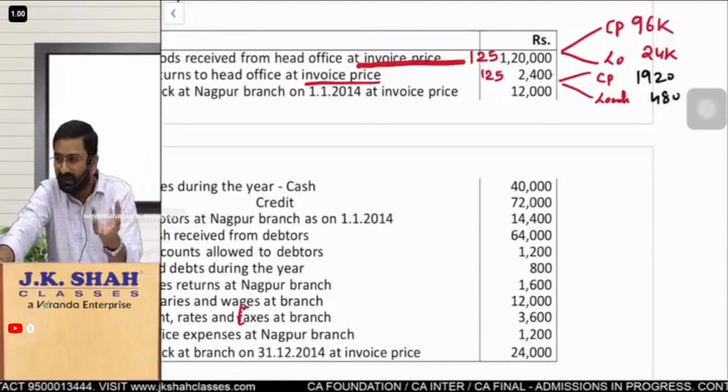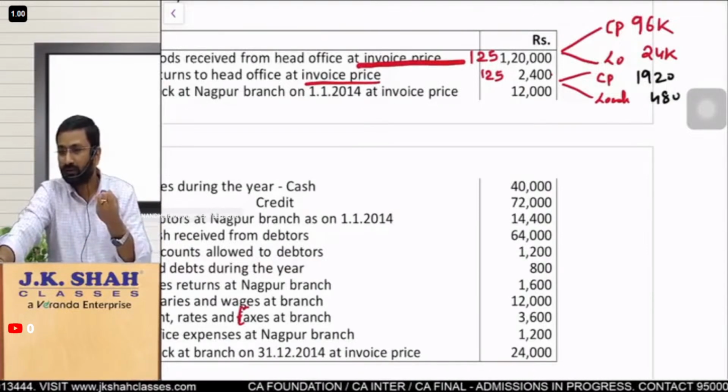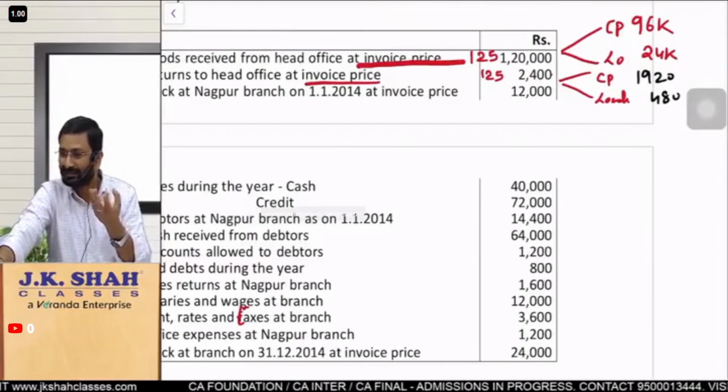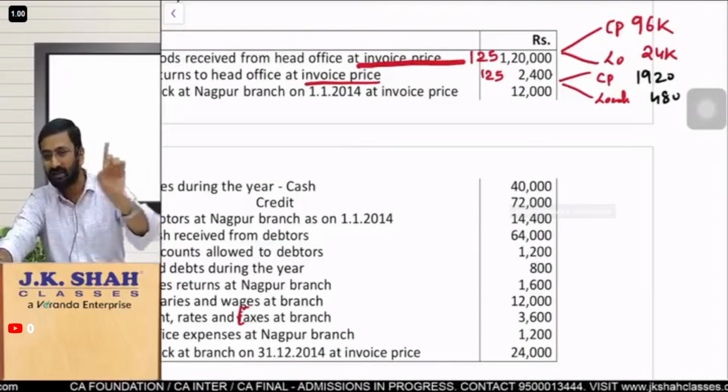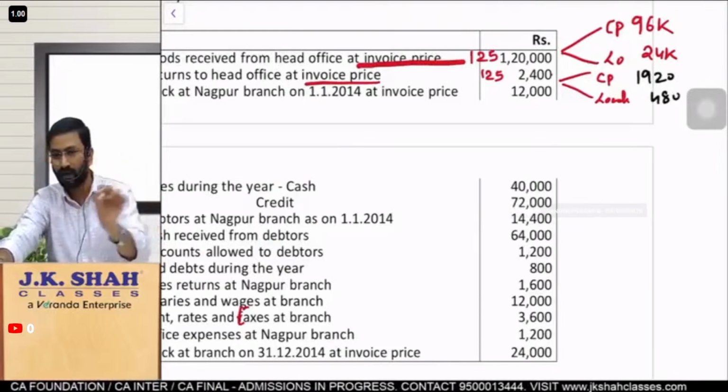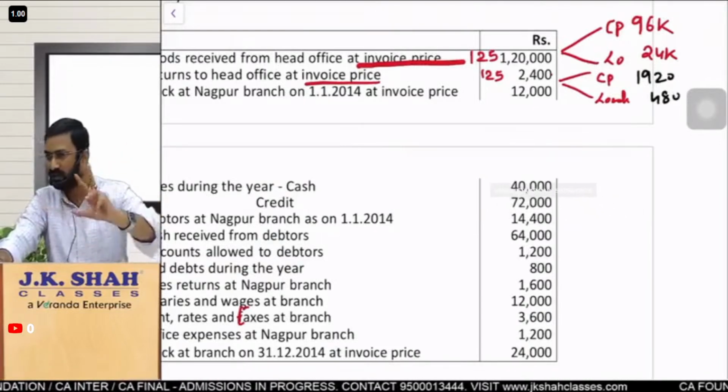Can you tell me the entry for goods return? GSB 1920. Branch adjustment 480. To branch stock 2400. The profit reversal is happening.